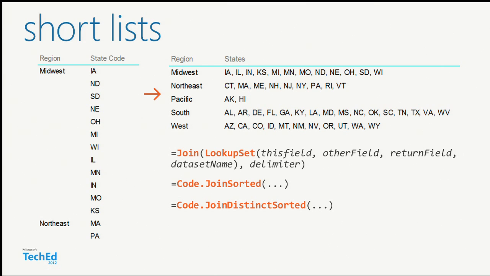If the data doesn't happen to be sorted the way you want it, you can use join sorted, or if it has duplicates, you can use join distinct sorted. One thing to remember is that you can only match on one field here, so that will constrain some of the cases where you can use this, but it's still definitely valuable in the cases where you can. So let me show you how to do that.